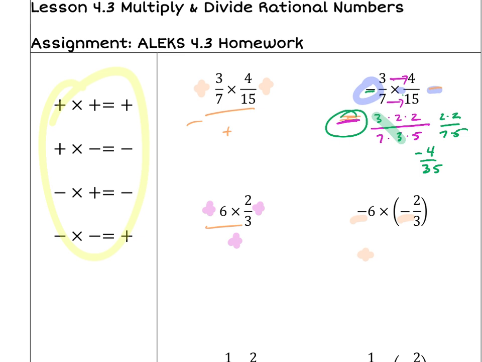Now, if we look at this one, again, we said a negative times a negative is a positive. So now that we know it's positive, we're done. We just have to do the fraction math that you've learned before. So write this down if you forgot how to do this, because we've determined it's positive. Now we just have to do the fraction math, which means what we're going to do is take 6 over 1 times 2 over 3.